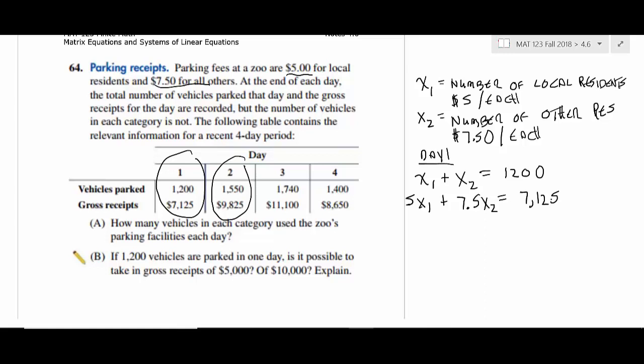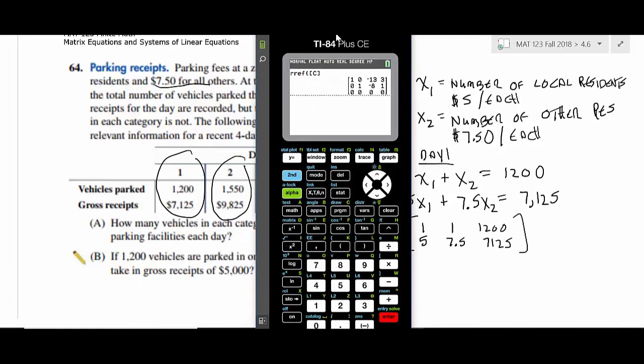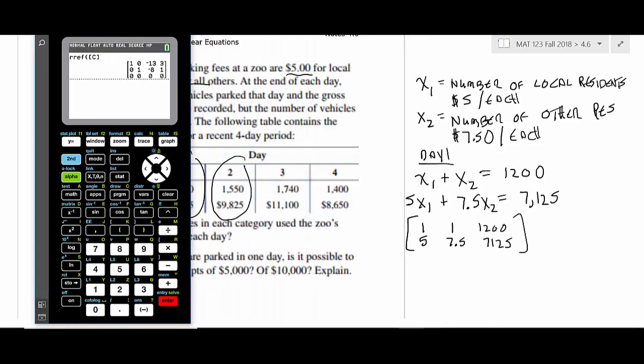So what we're going to do is basically do the results for each day, but all we have to do is get one matrix set up, and we're going to do reduced row echelon form because that's generally easier than a matrix equation. So let's put this in our calculator: 1, 1, 1200, and then 5, 7.5, and 7,125. So that basically is the system that's going to solve the problem for day one.